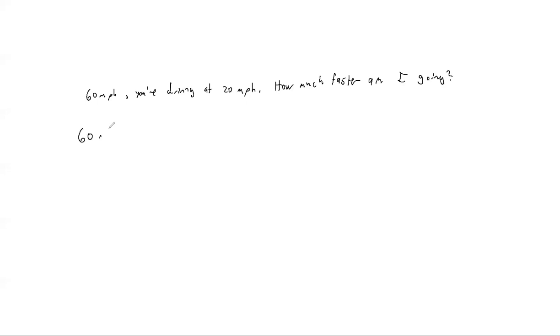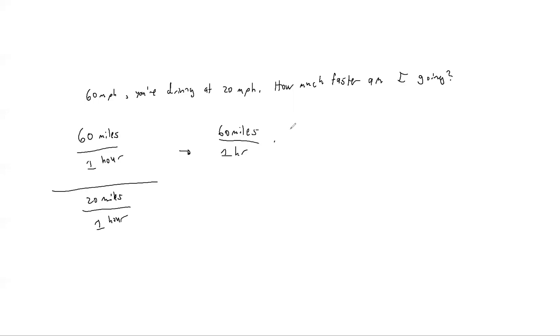So I have 60 miles per 1 hour divided by 20 miles per 1 hour. Invoking some fraction rules, this just becomes flipped. So now I have 1 hour up top here and 20 miles. Okay, hour cancels, miles cancel. I look at the numbers, I get 3 and no units, right?